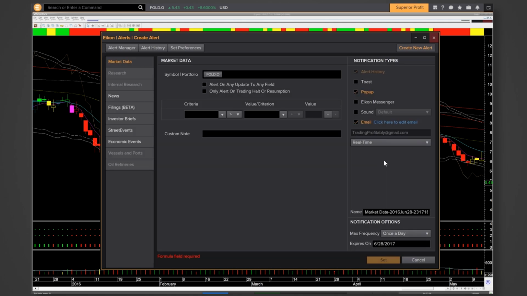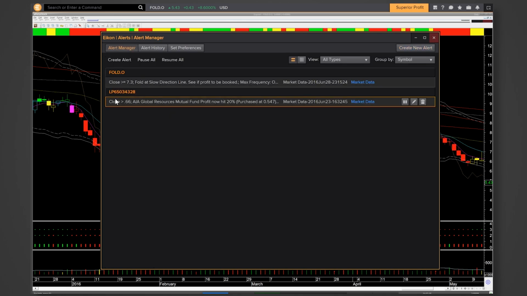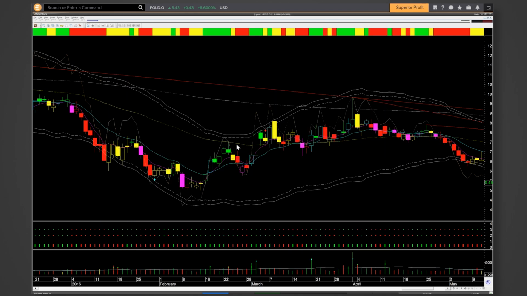I usually put the pop-up as well as email. And then you can set it. Once you set it, iCon will take care of it and send the alert to me. And in alert manager, if I go, I should have one on FOLD. And I am also watching one mutual fund. And you know, iCon can be used to analyze mutual funds also. This is a mutual fund, AIA Global Resources. I may discuss it later, another day. But you can track everything through iCon, be it stock, ETF, futures, mutual funds, etc. So we can see our alert is active now. So I'll close it.